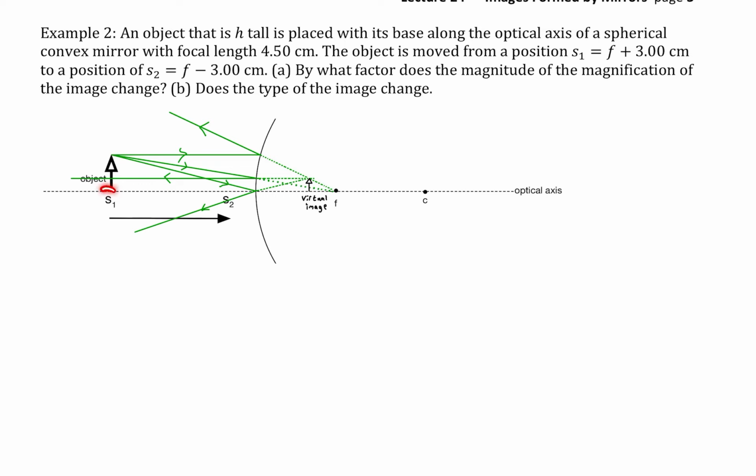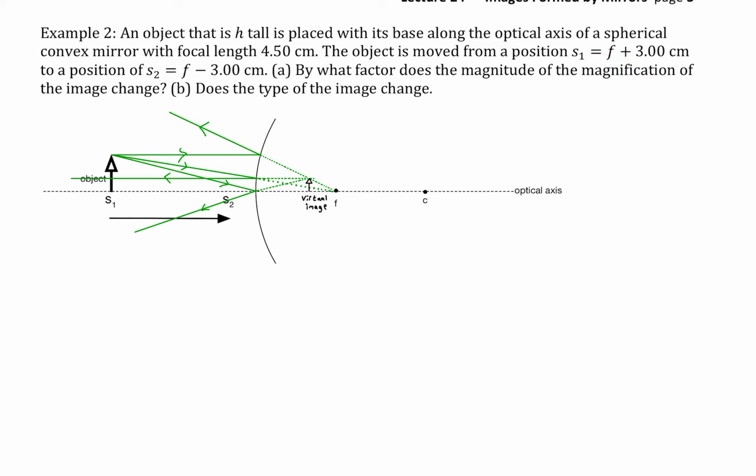We're going to have an object initially at S1, and we're going to move to S2, right? Just going to move the distance of the object, okay? So an object that is h tall, just a placeholder because we'll never solve for the actual height, is placed with its base along the optical axis of a spherical convex mirror with a focal length of 4.5 centimeters. The object is moved from a position of S1, which is focal length plus 3 centimeters, to a final position of S2, which is focal length minus 3 centimeters.